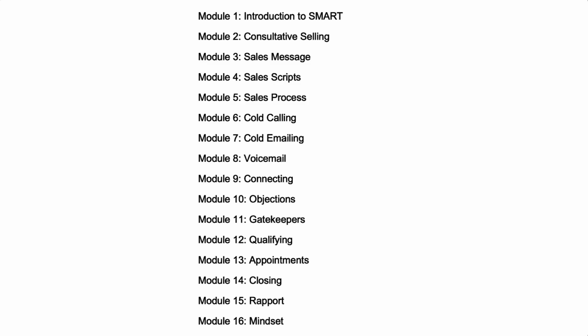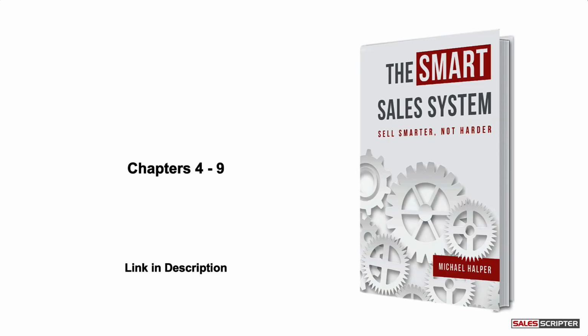This is Module 3 in the Smart Sales System training program. In the previous module, we talked about consultative selling. In this module, we're going to show you how to create your sales message. Everything that we're discussing in this training video aligns with chapters 4 through 9 in the Smart Sales System book.